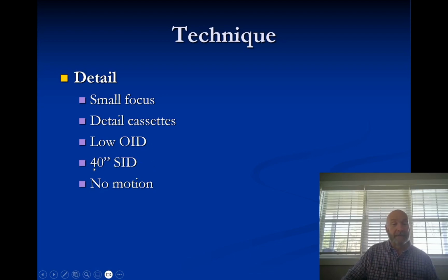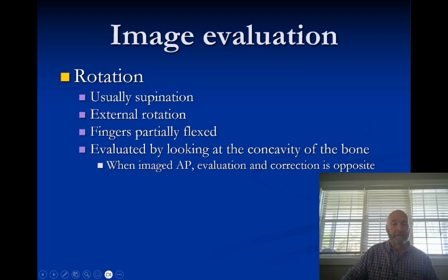If you decide to try to shoot at 48 inches, just remember that because of the inverse square law, you have to apply the inverse square law and increase your mAs if you increase from 40 to 48 inches. So in rotation, what we usually see is supination, which involves external rotation.